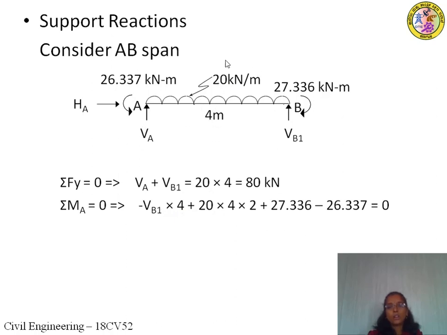This UDL, if you convert it into a point load, will be acting at the center of the span. So 20 into 4 is the magnitude of the point load, into half of the member length, that is 2 meter. 20 into 4 into 2 plus 27.336 minus 26.337. If you calculate it, you are going to get the value of VB1 as 40.25 kilonewton. Then substitute back into this equation so that we can get the value of VA as 39.75 kilonewton.